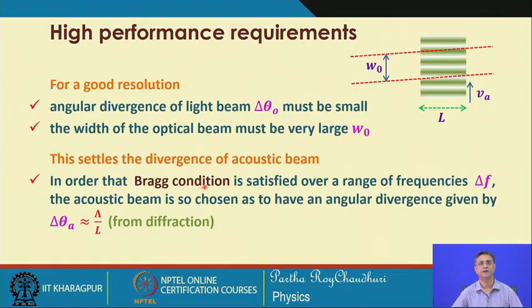In order that the Bragg condition is satisfied over a range of frequencies delta f, the acoustic beam is chosen to have an angular divergence that is given by this. We have also seen that this is the condition, and the beam divergence will come from the ratio of the acoustic wavelength divided by the width of the acoustic beam. So, this is again from the fundamental diffraction theory. This condition has to be accommodated.